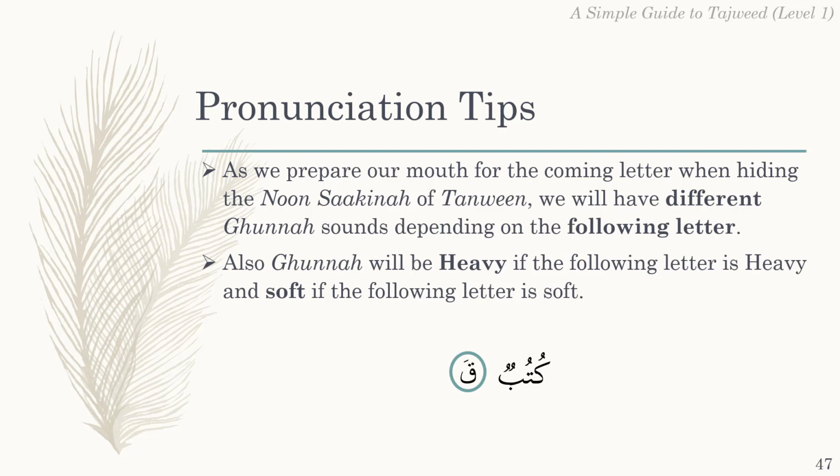كتب ق، كتب ك. Now listen if the following letter is tha. كتب ث. But if it is sheen, it will sound like this. كتب ش.